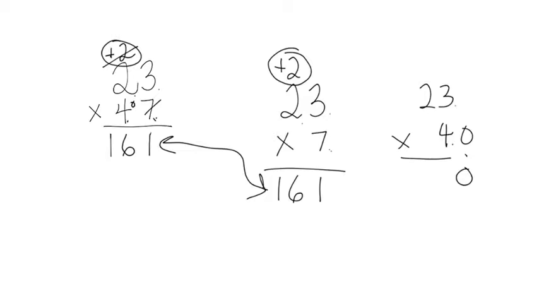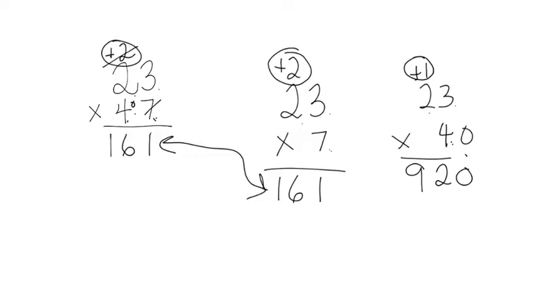4 times 3 is 12. And then I will regroup the 1 to the next column. 4 times 2, I multiply first, that gives me 8, and I add in 1 more that I regrouped. So 4 times 2 is 8, plus 1 more is 9. So now I'm going to go show you how to do it with the standard algorithm. As I said, I'm multiplying 23 times 40.